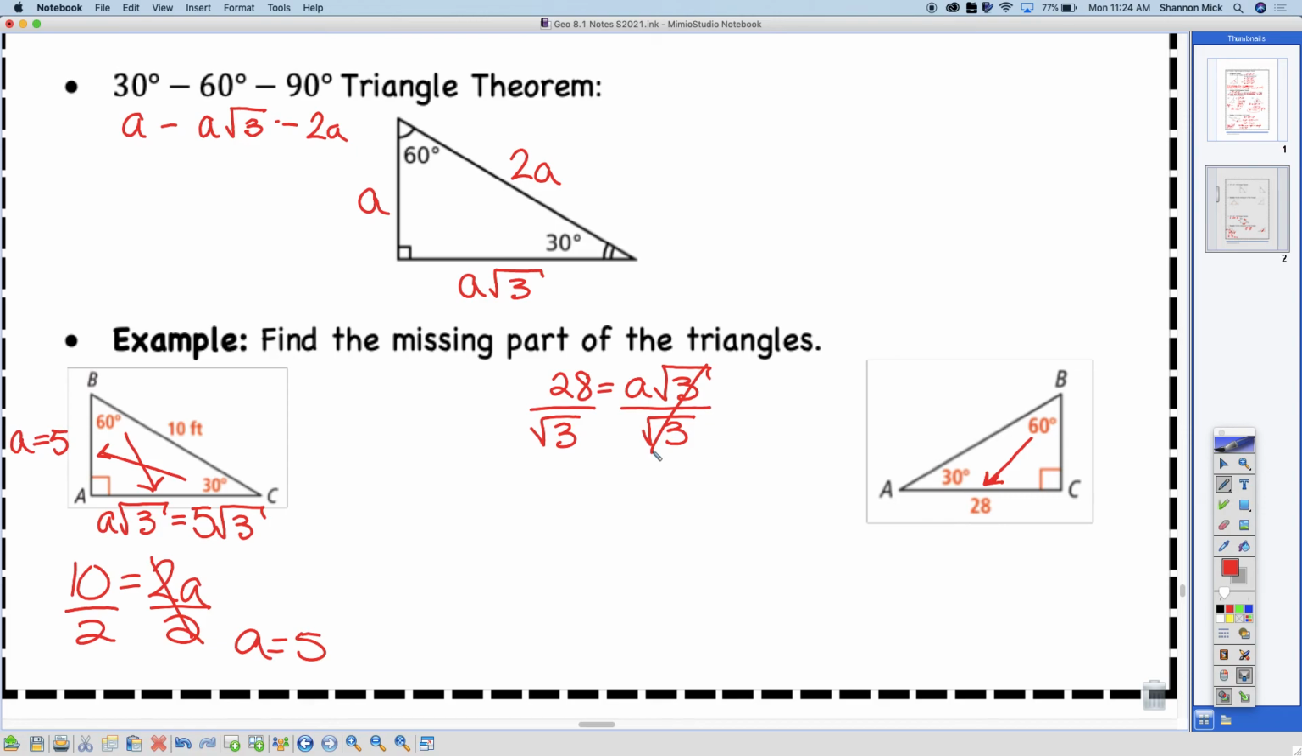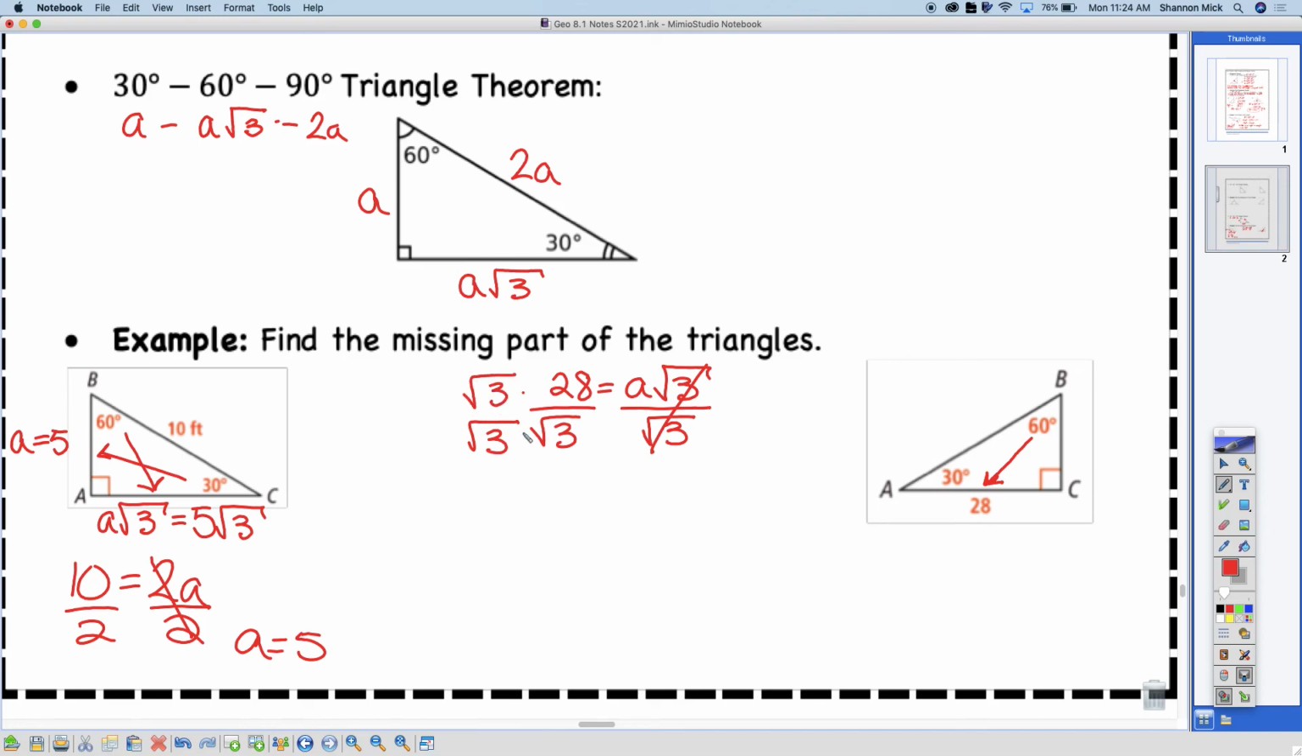I cannot leave a square root in the denominator. Can't do it. So now I need to get rid of a square root. Well, if I have something squared, I take the square root, correct? So how do I get rid of a square root? I square it. But in this case, what do I multiply it by? It would be the square root of 3. But whatever I do to the denominator, I have to do to the numerator. So it's the square root of 3 over the square root of 3.